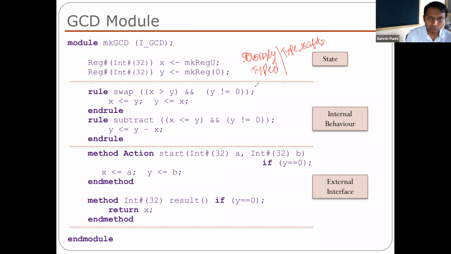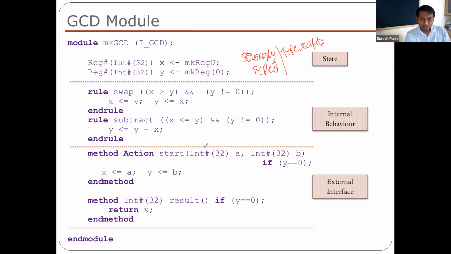And then there are two rules here. One is a subtract rule, and the other is a swap rule. And there are predicates here, and if this predicate is true, a rule can fire in a clock cycle. Similarly, for the subtract rule, if the predicate is true, then it can fire.